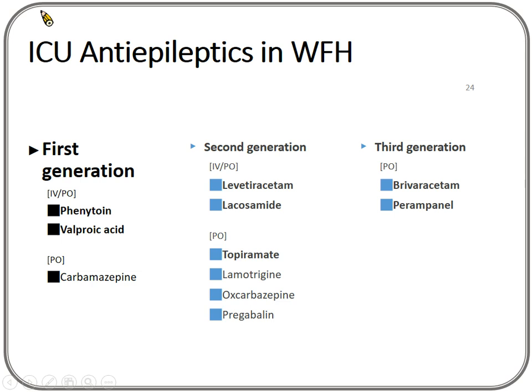And for your reference, here I list several anti-epileptics that we often choose and that are available in our hospital's formulary for our ICU patients. Starting with the first generation of anti-epileptics, including both oral and IV forms, the most common are phenytoin and valproic acid.